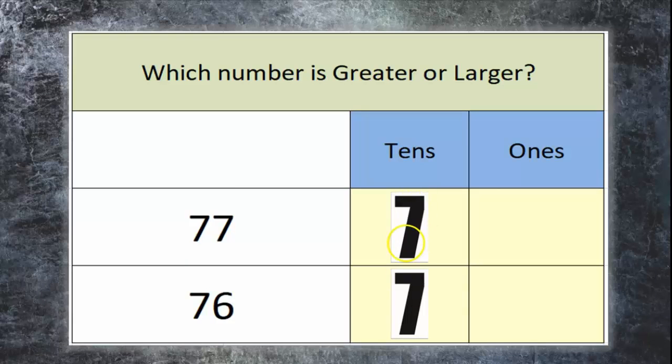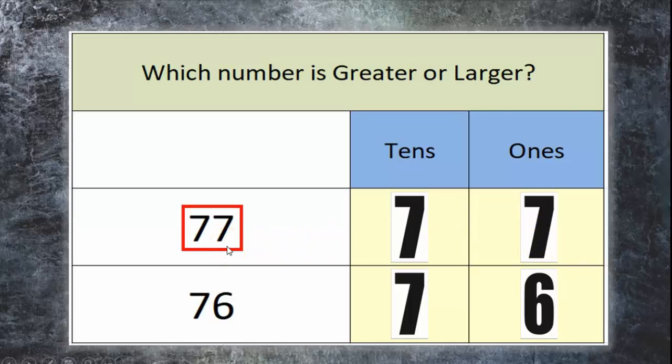They are equal. So we cannot decide which number is greater just by looking at the tens. In this case, we need to also place the ones in place. 77 has 7 ones and 76 has 6 ones. Since 76 has 6 ones, which is less than 77, which has 7 ones, 77 is the greater number.